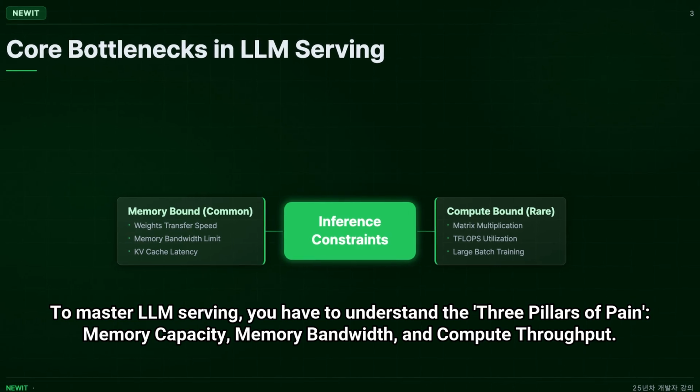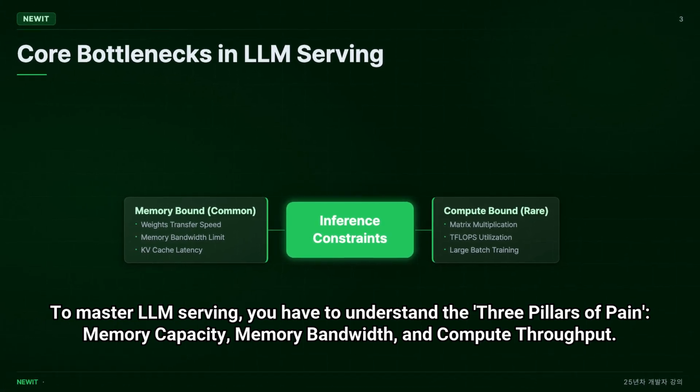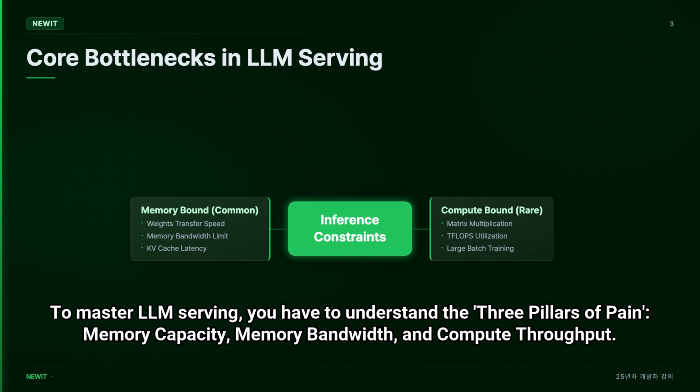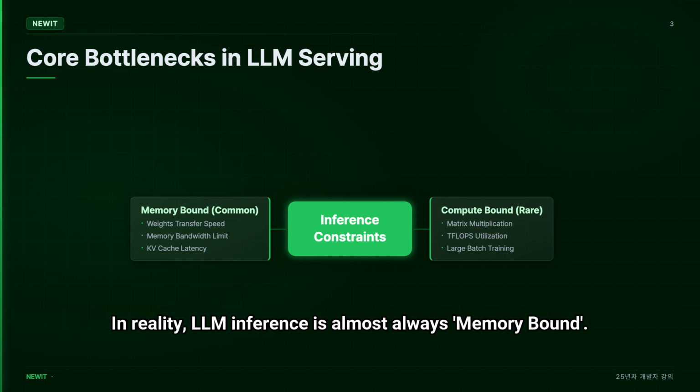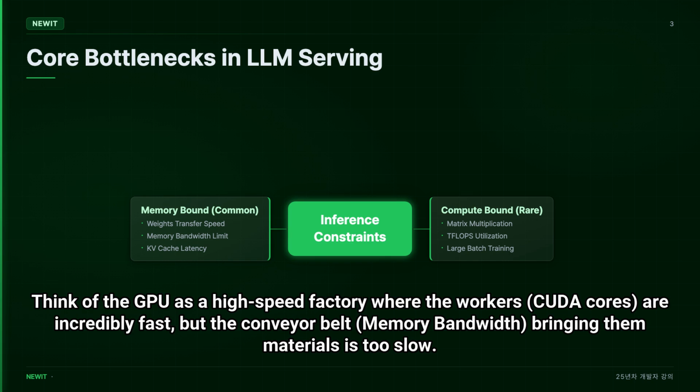To master LLM serving, you have to understand the 3 pillars of pain: memory capacity, memory bandwidth, and compute throughput. Most people assume LLM inference is compute-bound, meaning the GPU cores are working at max capacity. In reality, LLM inference is almost always memory-bound. Think of the GPU as a high-speed factory where the workers, the CUDA cores, are incredibly fast, but the conveyor belt, memory bandwidth, bringing them materials is too slow.